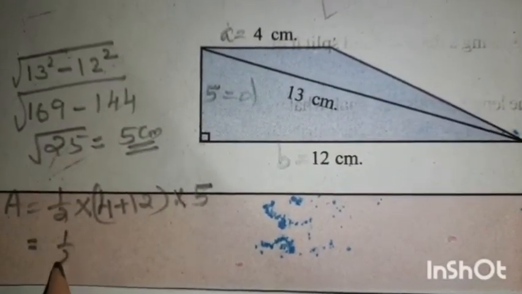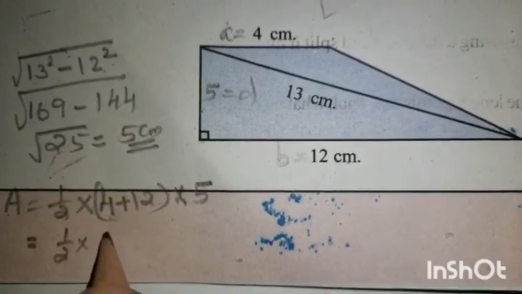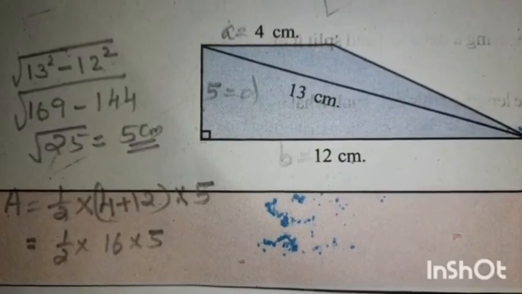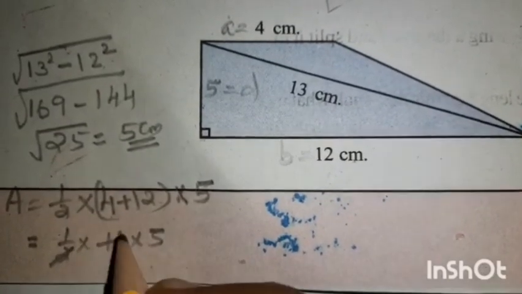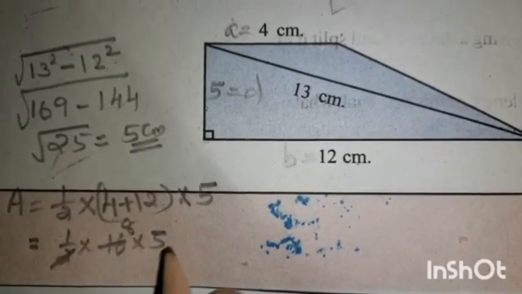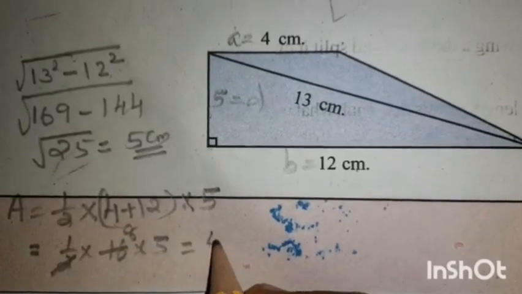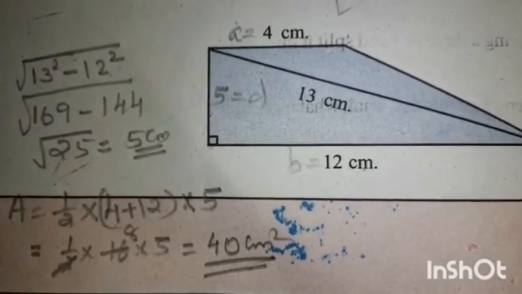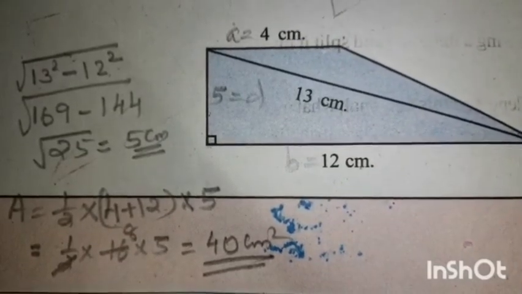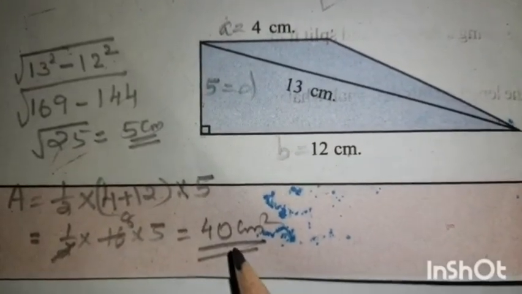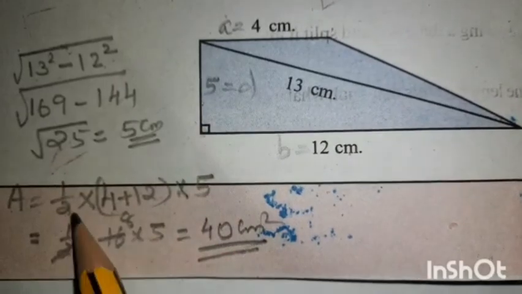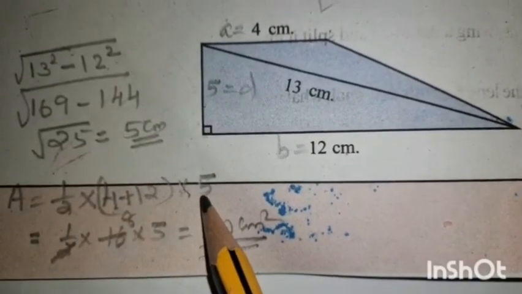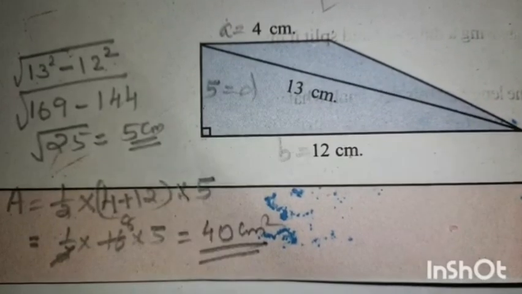That is half into 4 plus 12, it is 16 multiplied by 5. So half of 16 is 8. 8 into 5, we are getting the answer 40 centimeter square. So area of trapezium is half the product of sum of parallel sides multiplied by the distance between the parallel sides.